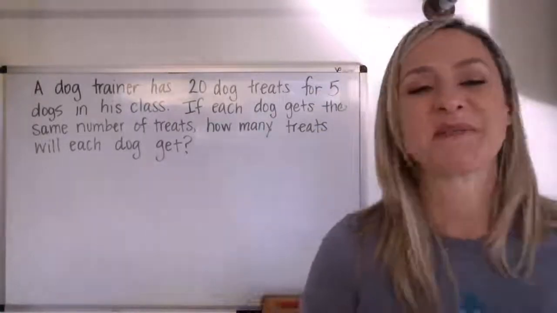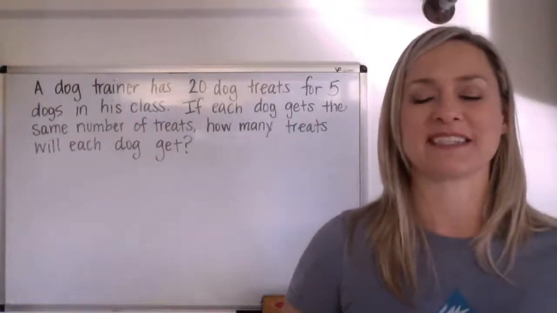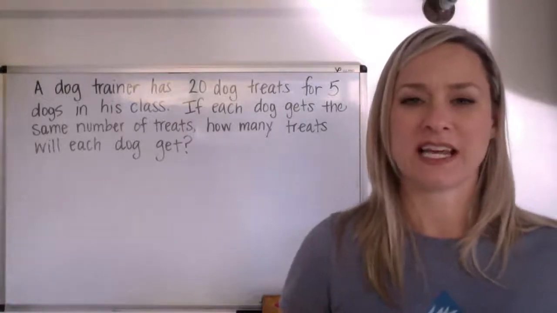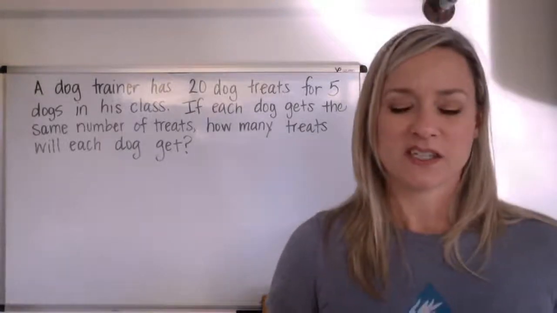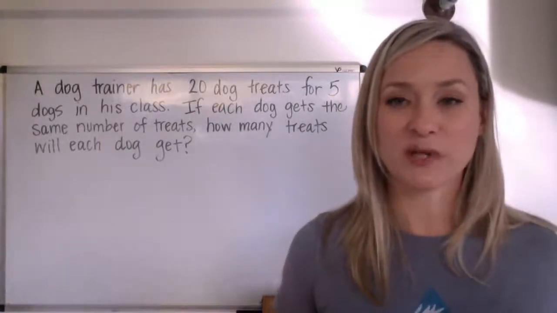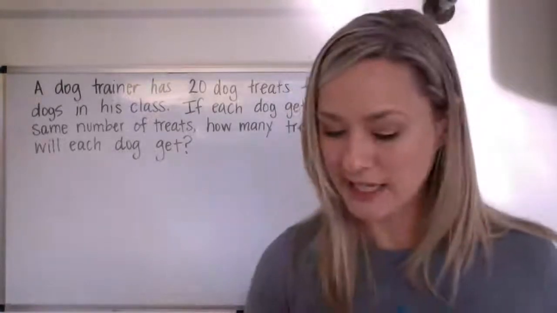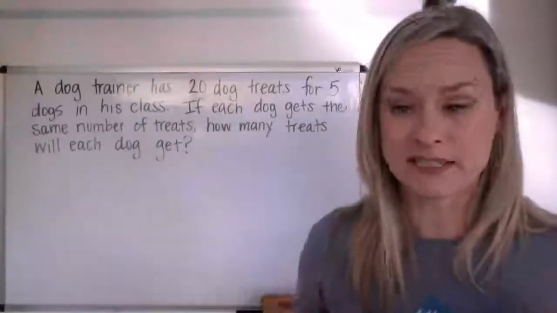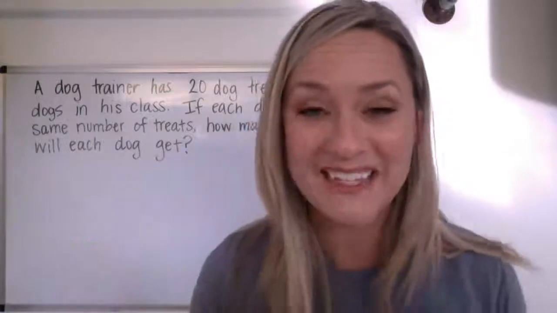All right, a dog trainer has 20 dog treats for 5 dogs in his class. If each dog gets the same number of treats, how many treats will each dog get? Okay, so we have to make sure we have the story pictured in our heads. You can't forget that. As you get older and you get into the higher grades, you won't hear it as much because they will assume you remember to do that. So you have to remember to do it.